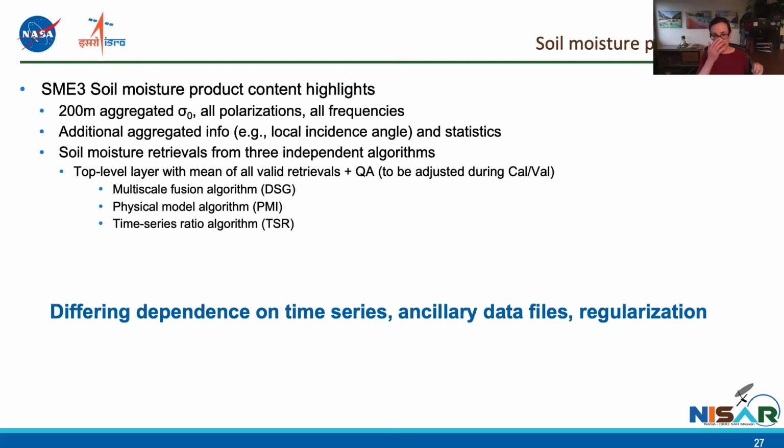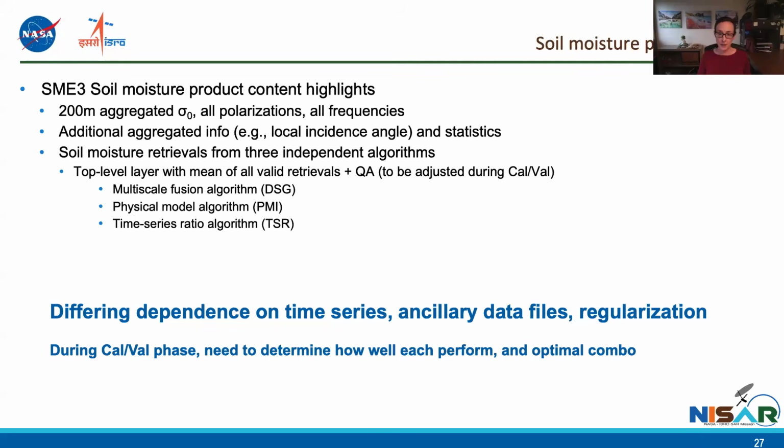And so all 3 of these models have very different dependencies on whether or not they need a time series. One of them only uses 1 date at a time. The others require 3 or 4 dates. Some of them require ancillary data like vegetation water content or a weather model. Others don't, right? So they have differences, and over the next 6 months or so, we're going to hopefully be able to assess those. So that'll be what we call the calibration validation phase, where we figure out how these are performing and what is the optimal combo that we should present the user with.